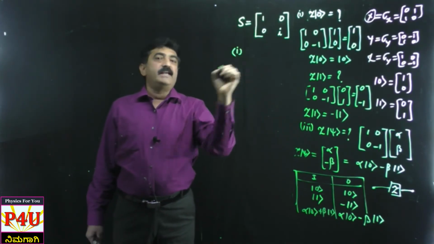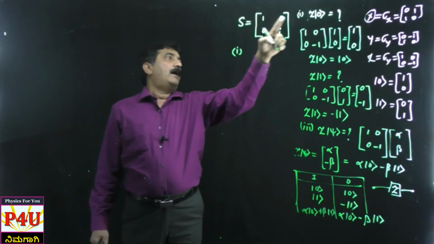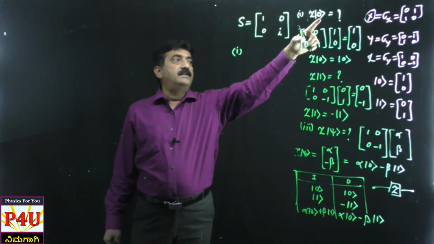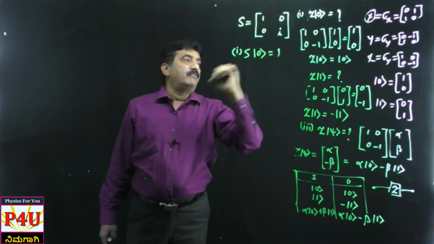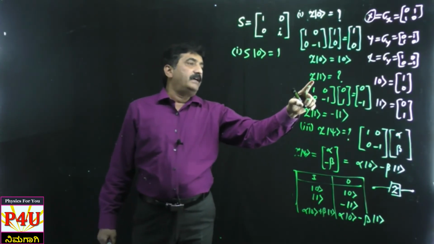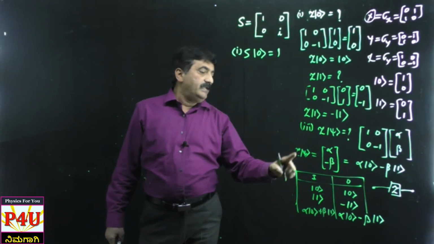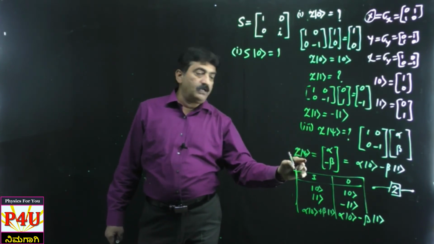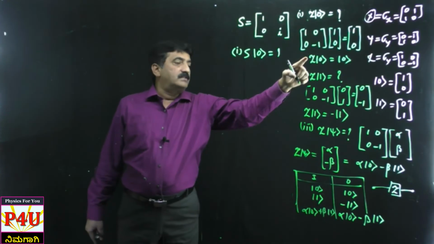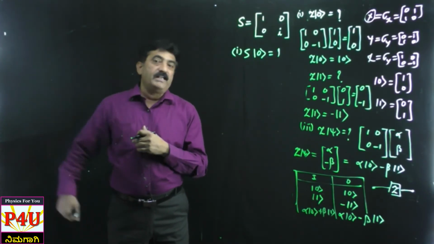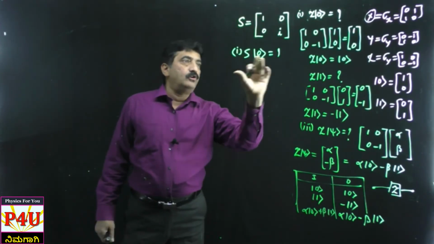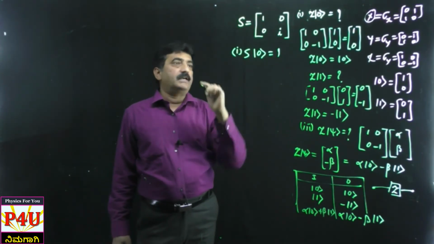First question, as usual: what happens when S operates on ket 0? S operates on ket 0, what will happen? Next we will try S operates on ket 1. Next we will try S operates on ket psi. Here I wrote it for Z, now I am trying for S. Already I discussed for H also.